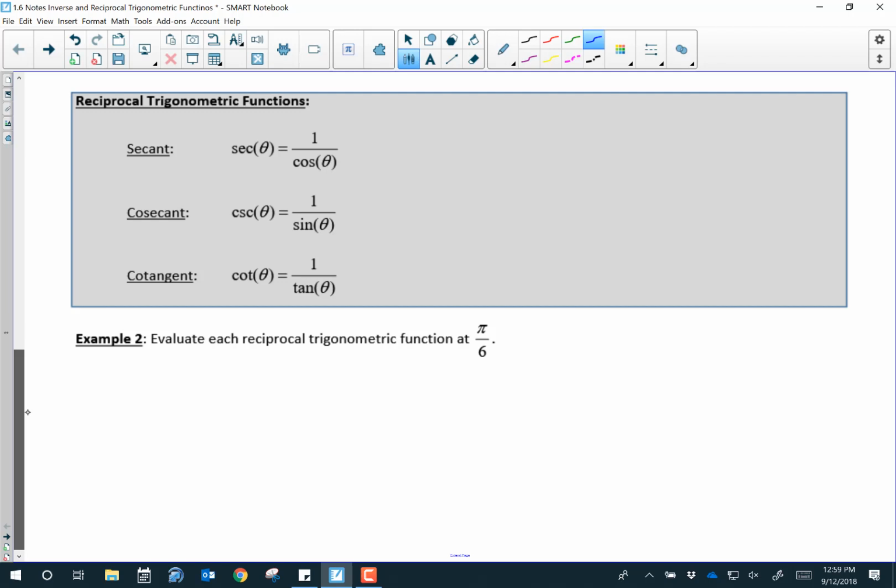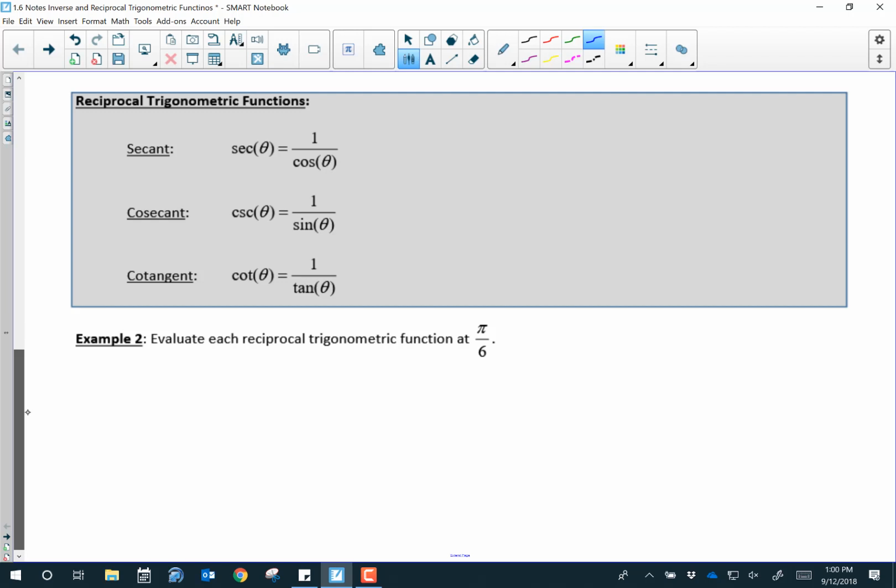Then we have cosecant, kind of like sine and cosine. And then we have cotangent. All right? So secant, cosecant, and cotangent. Secant is the reciprocal of cosine. Okay? So if I take 1 and I divide it by my cosine value, I get the secant of that theta. Cosecant is the reciprocal of sine. Cotangent is the reciprocal of tangent.